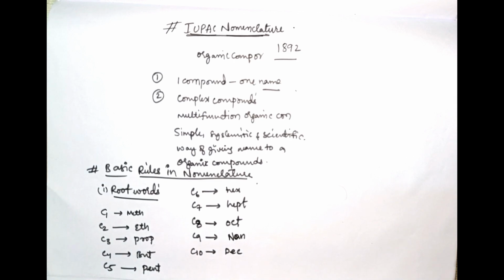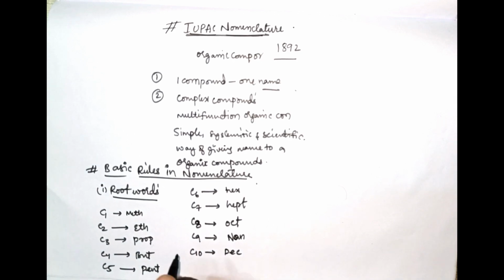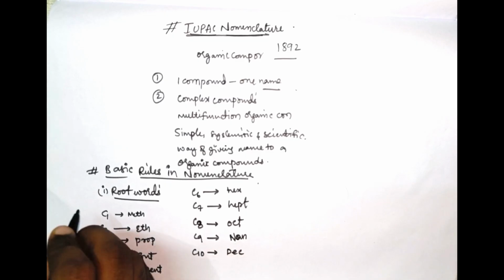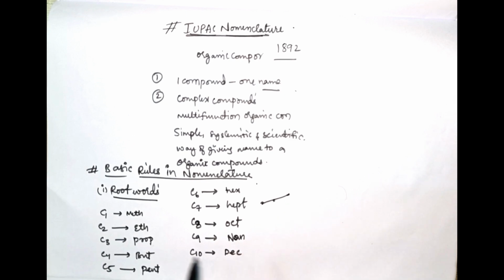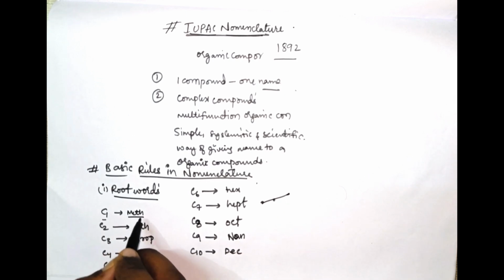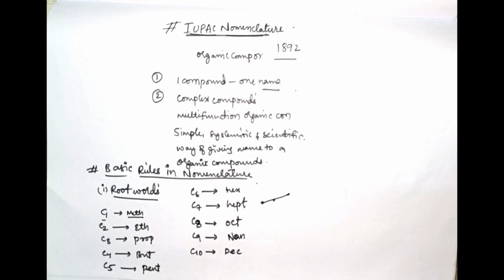Do you remember this? In previous sessions I have told that if in a carbon chain there is one carbon, we call it with a root word or basic unit, which is generally called meth for one carbon. If two carbons, it's eth. If three carbons, prop; four, but; five, pent; six, hex; seven, hept; eight, oct. If it's nine carbons, we say non, and if it's ten, it's dec.